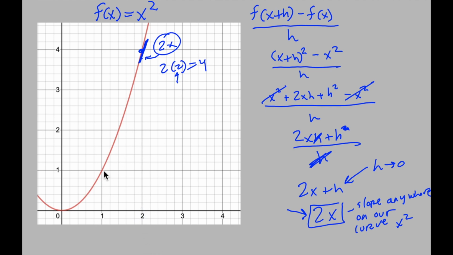So now what if I'm here? Use the same slope equation. So to find the slope there, I'm going to put in 1 for x, 2 times 1. So then the slope is 2 here. So I can find any slope on this curve now with this function, 2x. That's what that means. This is my gradient function on the curve x squared.